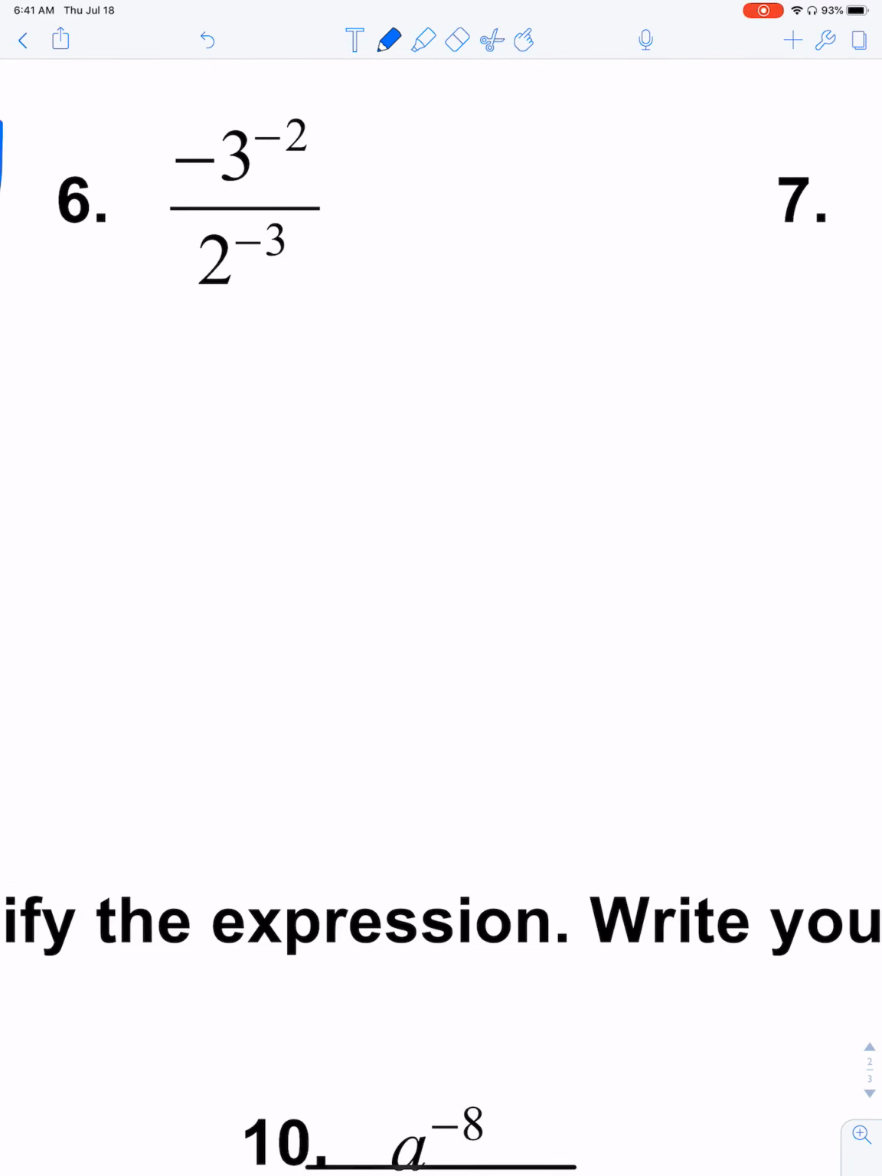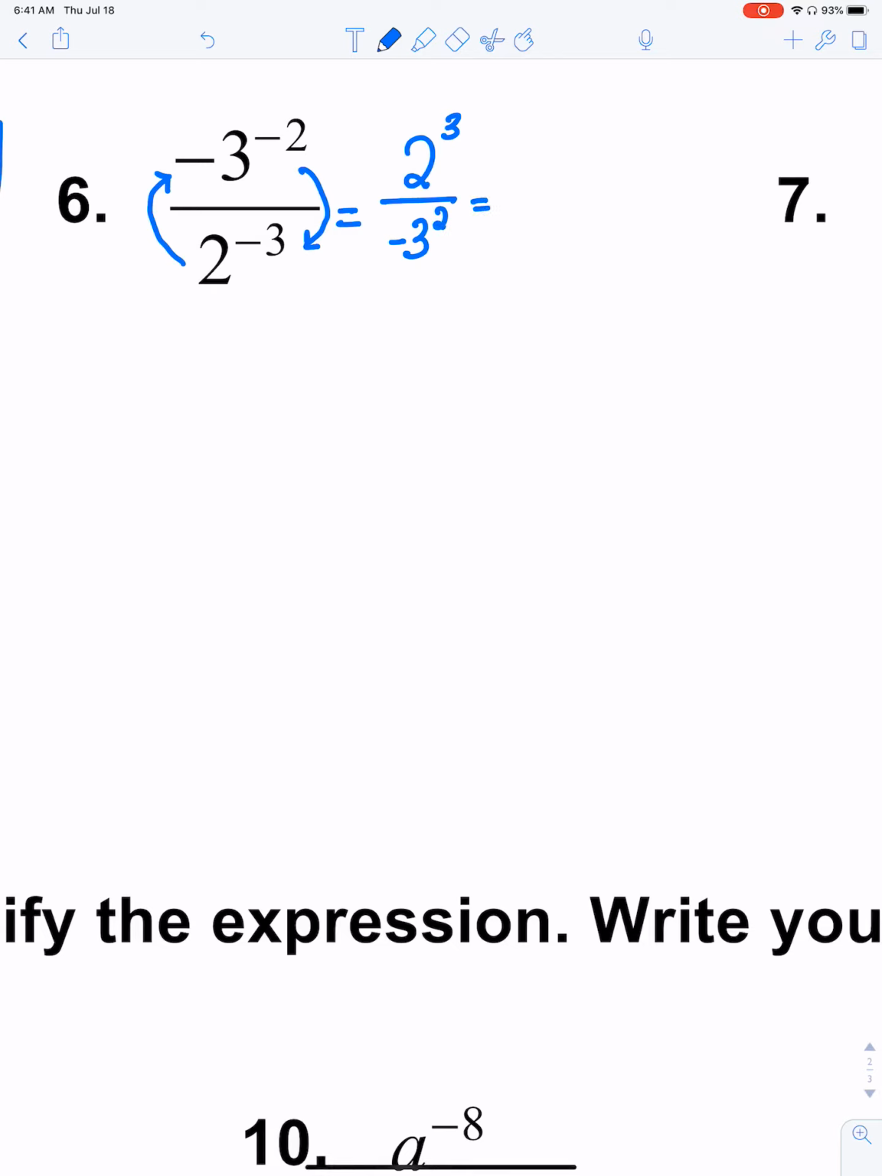Number 6. Again, a multi-stepper. Both of these exponents are negative, so right away, I'm just going to move them around to the proper place to get rid of the negative exponent. So negative 3 to the negative second power has to be moved to the bottom. 2 to the negative third power has to be moved to the top. So we end up with 2 to the positive third power over negative 3 to the positive second power.